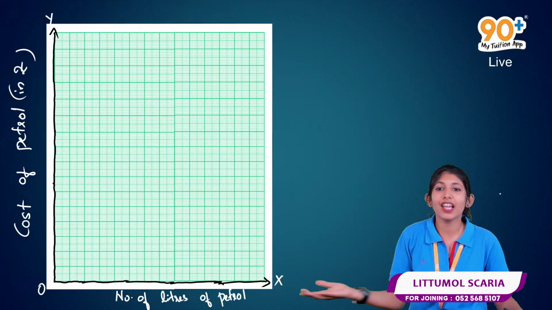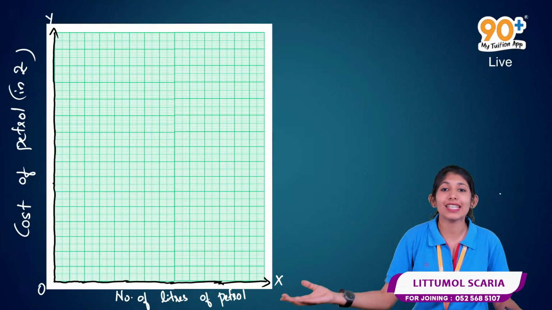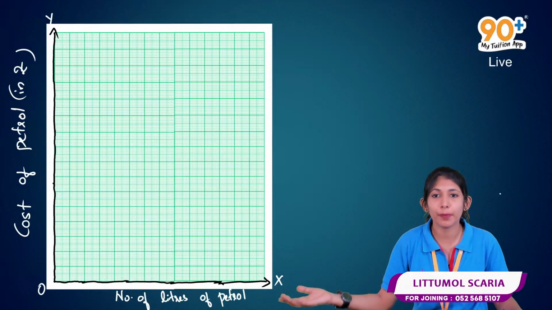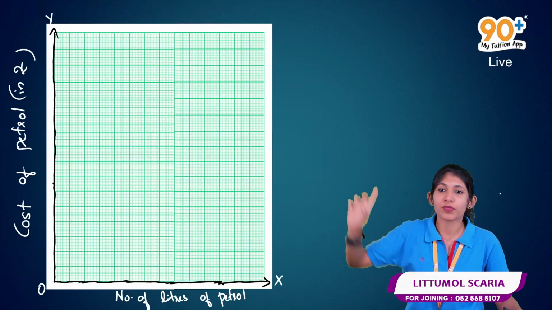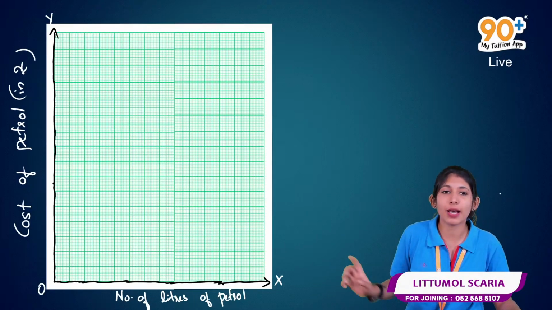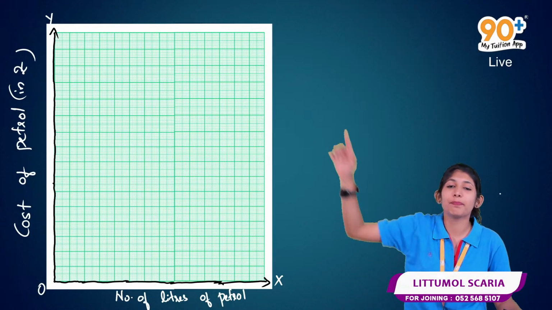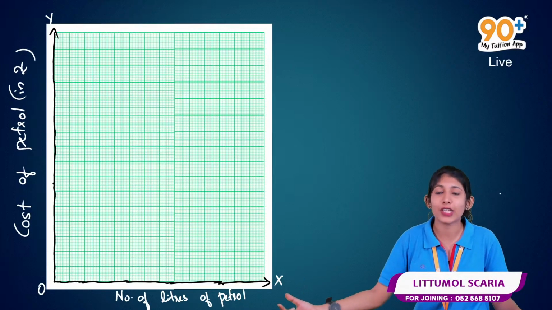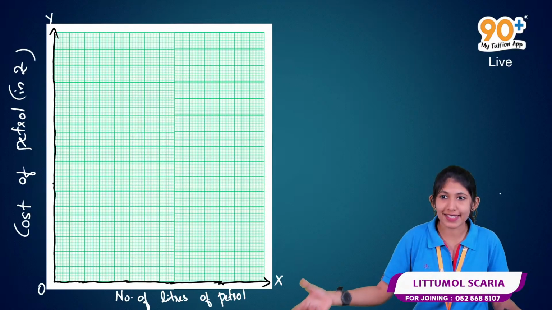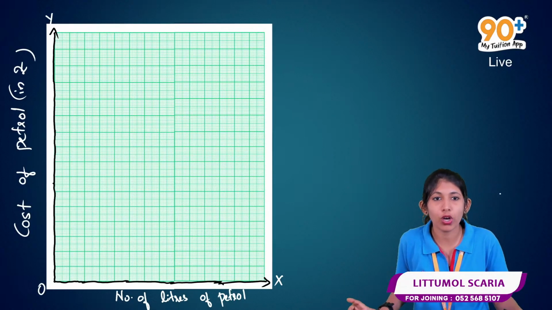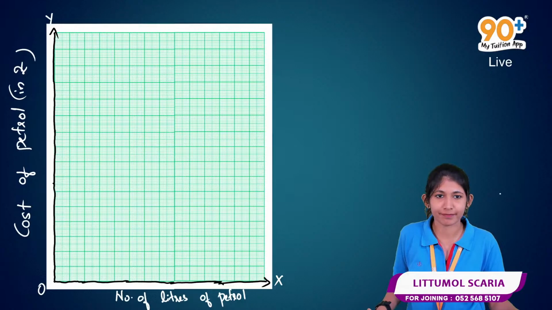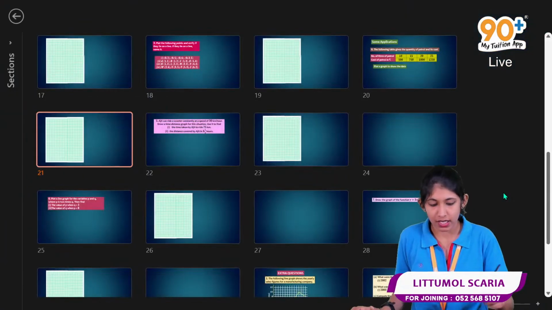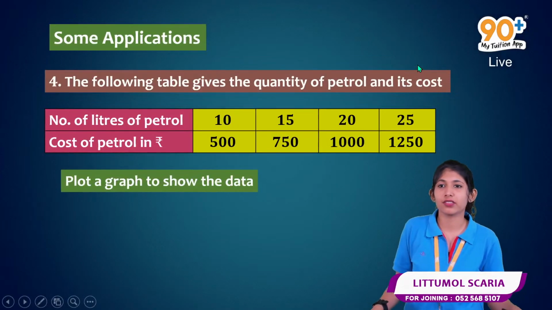So usually we call this the independent variable because it does not depend on anyone. But what about the cost? Cost depends on your number of liters. So the y value depends on your x. So usually the independent variable is shown on your x-axis, and the dependent one is shown on your y-axis. Okay. So now continue. Then what should we do?